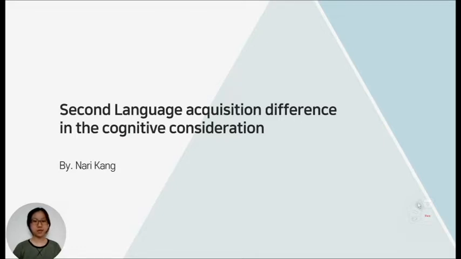Hello everyone, my name is Nari Kang, and today I'm going to present about second language acquisition difference in the cognitive consideration. So, my question was, adults or learners who pass puberty are said to learn their second language with difficulties. And I had to explain this using Piaget's equilibration hypothesis and cognitive developmental stages to find out why it is hard to learn a second language after puberty. So let's begin.